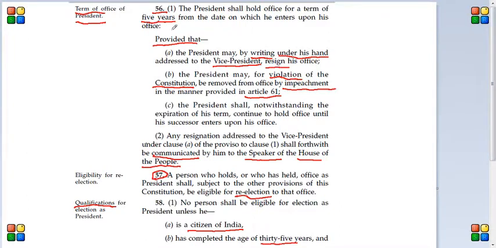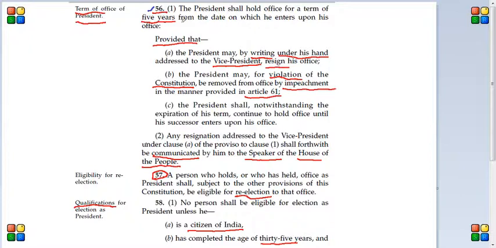Okay, let's talk about certain articles related to the president. First one is Article 56. Article 56 talks about term of office of the president. It says the president shall hold office for a term of 5 years. It's important, 5 years from the date on which he enters upon his office.